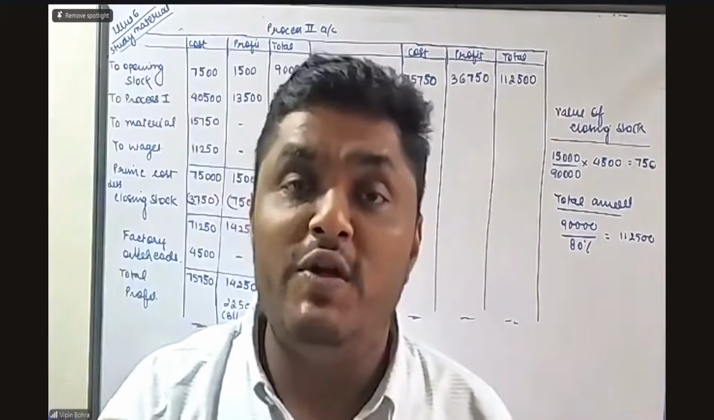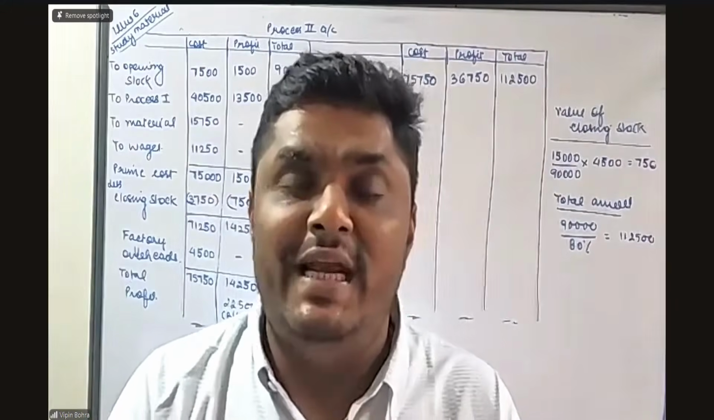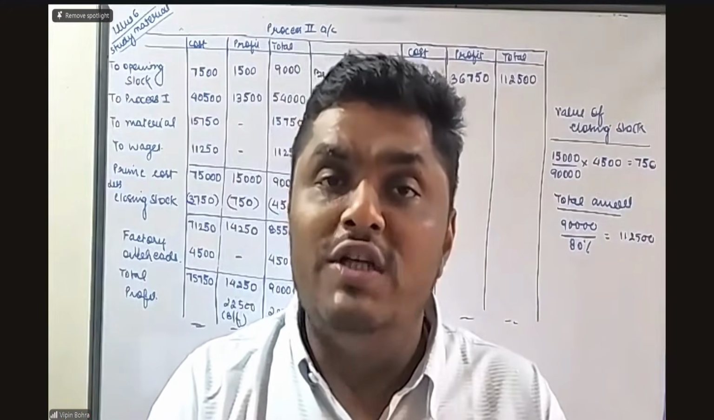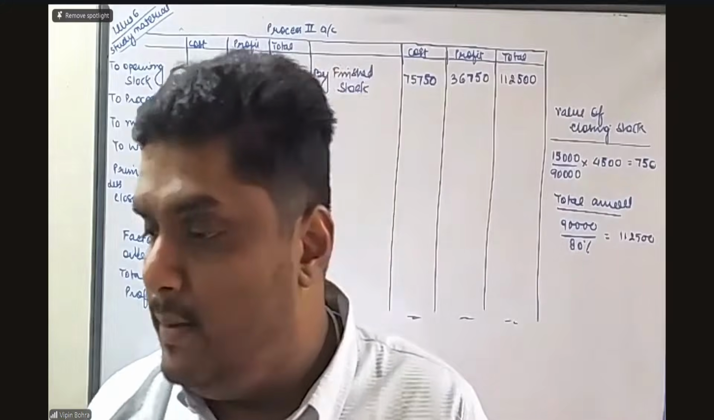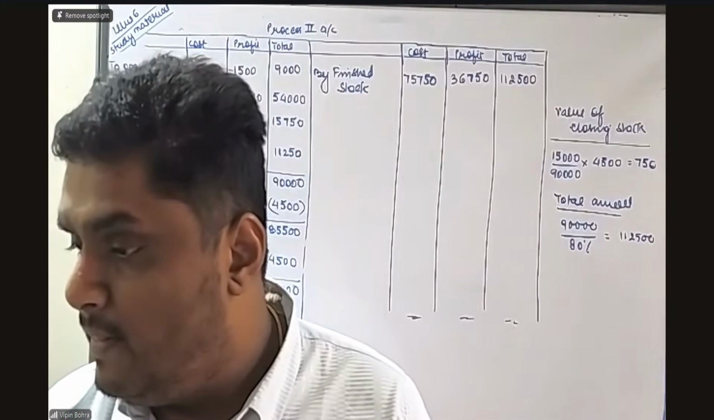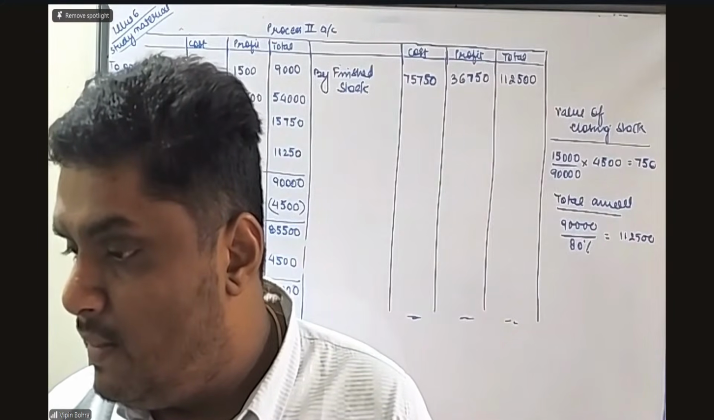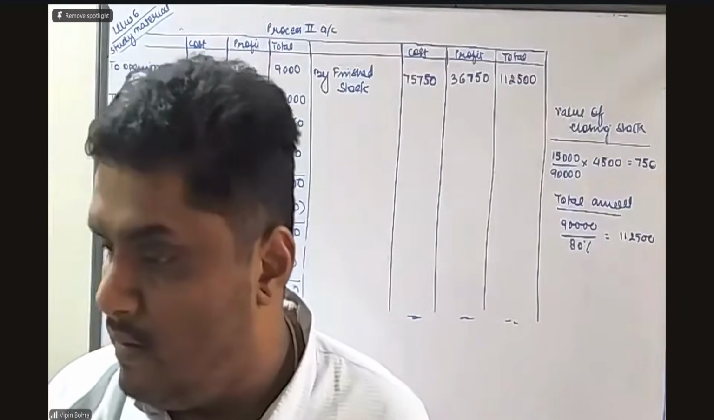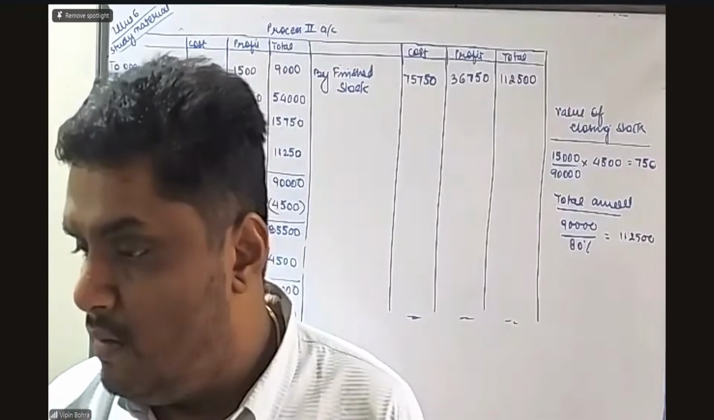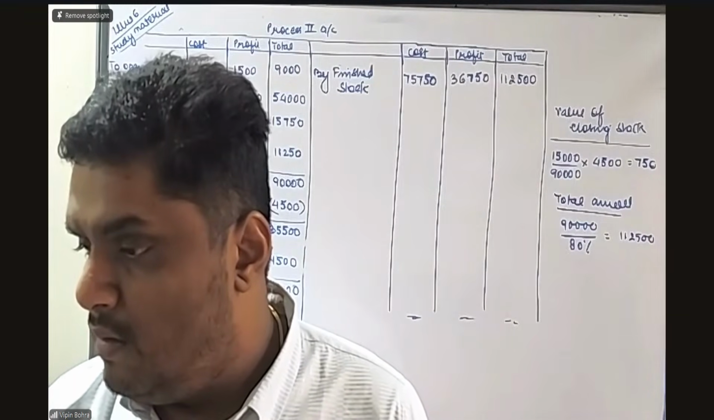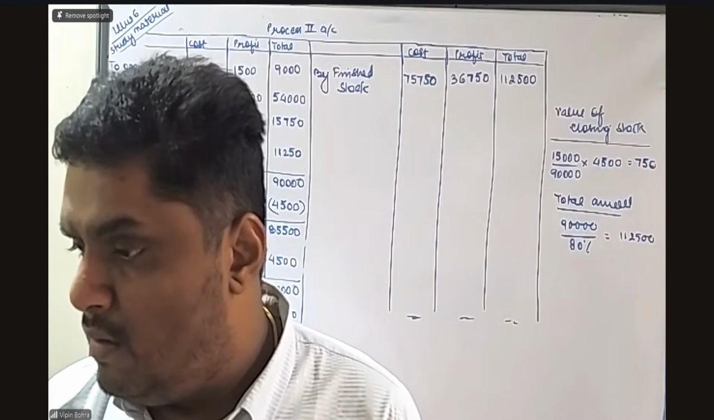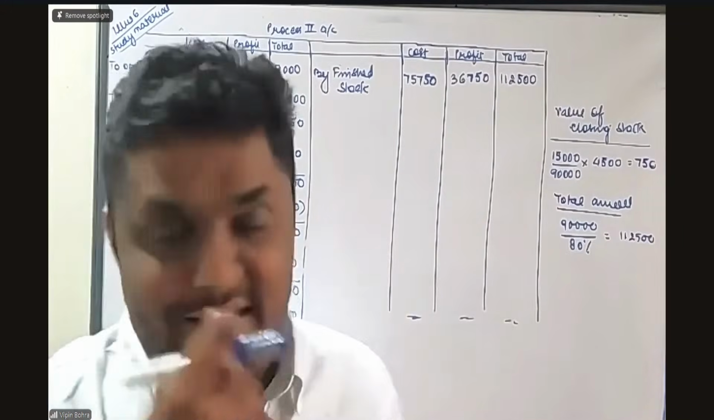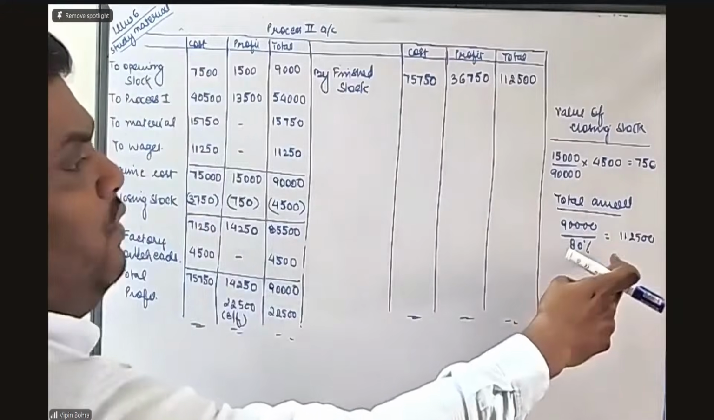I'm talking from process second perspective. Process second के prospect से देखेंगे तो cost plus profit of process first will be the cost for process second. This calculation is the key.